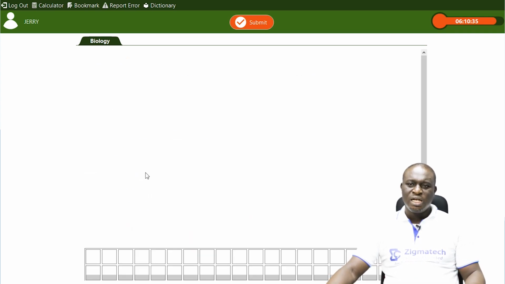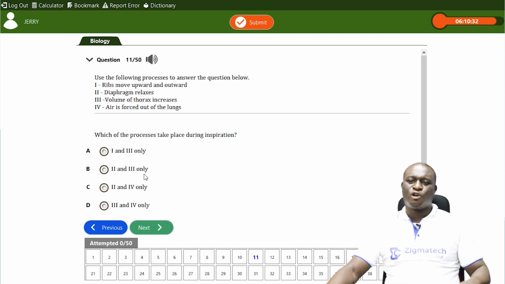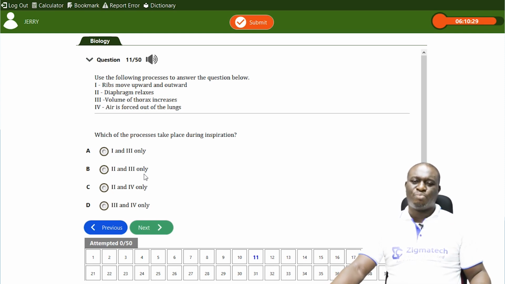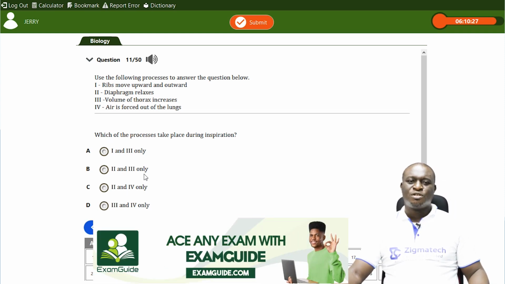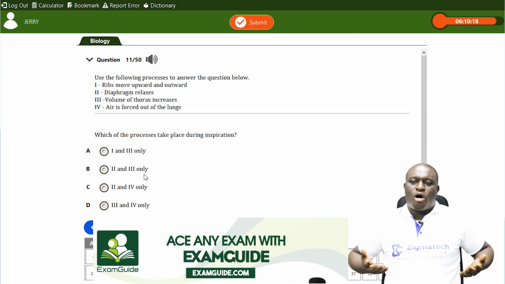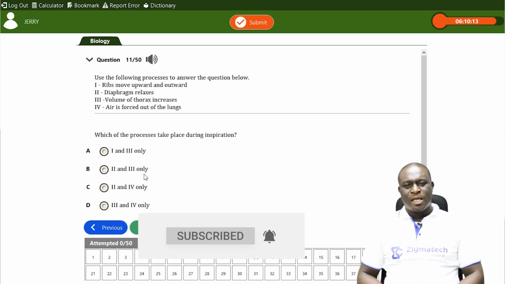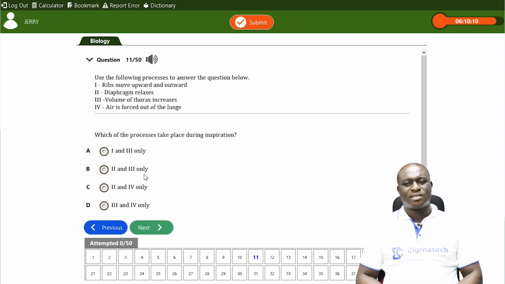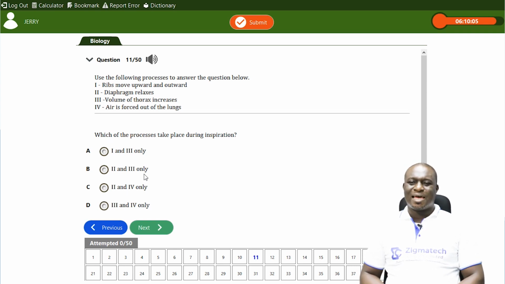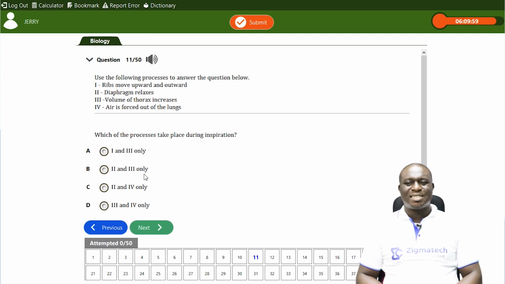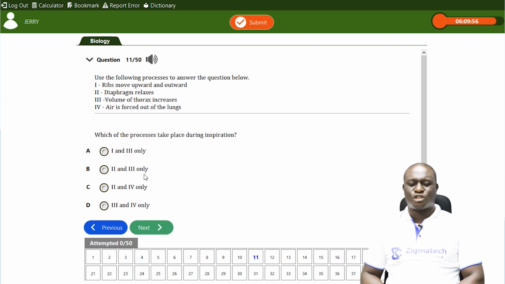Option B. Next question. They said use the following processes to answer the questions below. Roman figure 1 says ribs move upward and outward. And then number 2 says diaphragm relaxes. Number 3 says volume of thorax increases. Number 4 says that air is forced out of the lungs. Now, which of the processes takes place during inspiration?